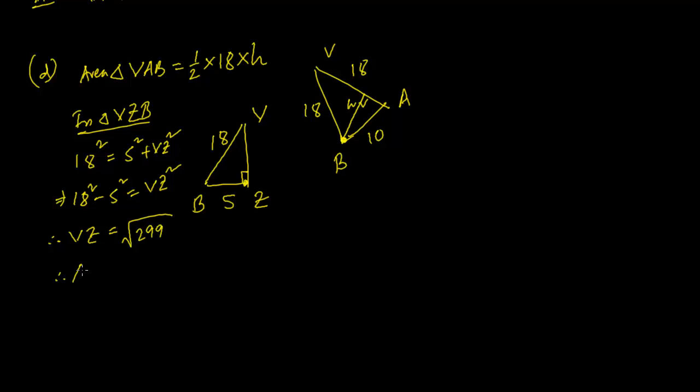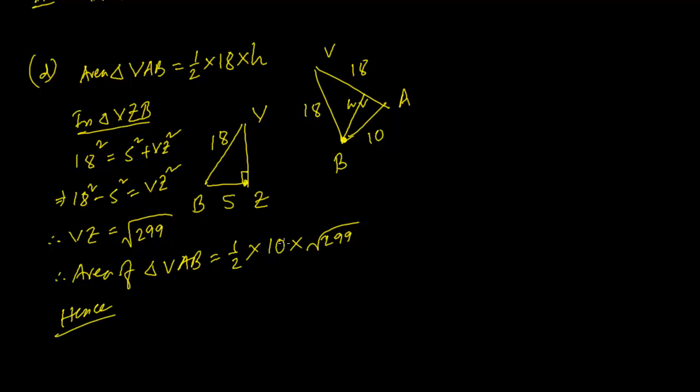So therefore, area of triangle VAB using this height VZ is half into base. This time the base is 10 and the height is square root of 299. Hence, if you cancel this, 5 to the 10. So 5 square root of 299 is the area of this triangle. Let me put it here.